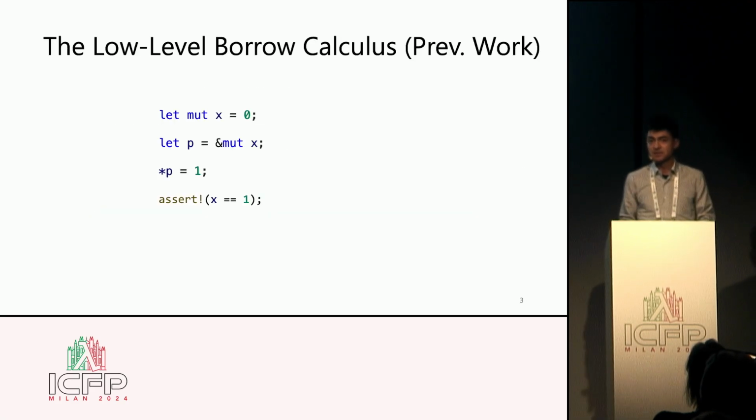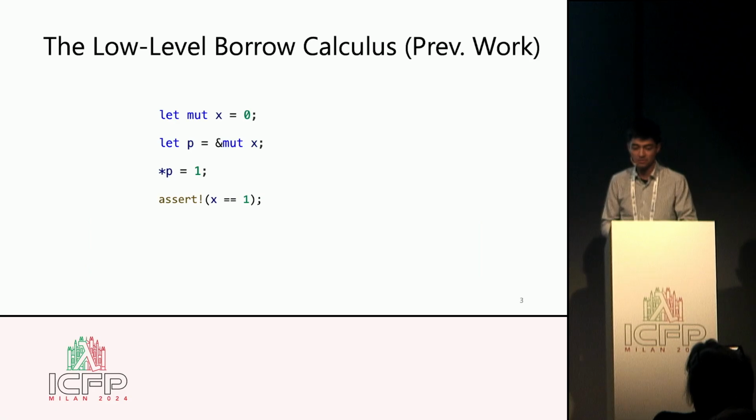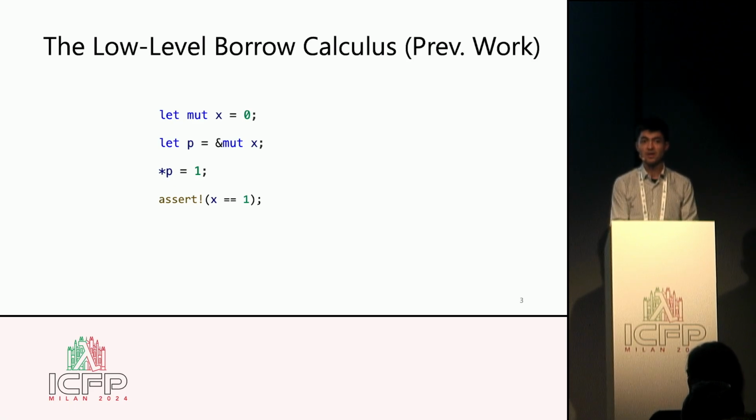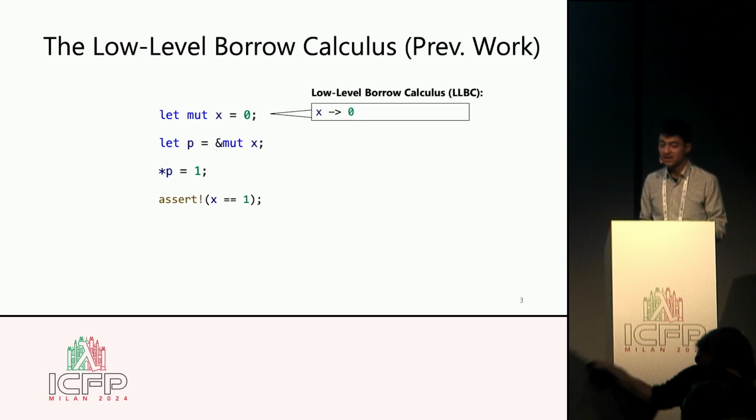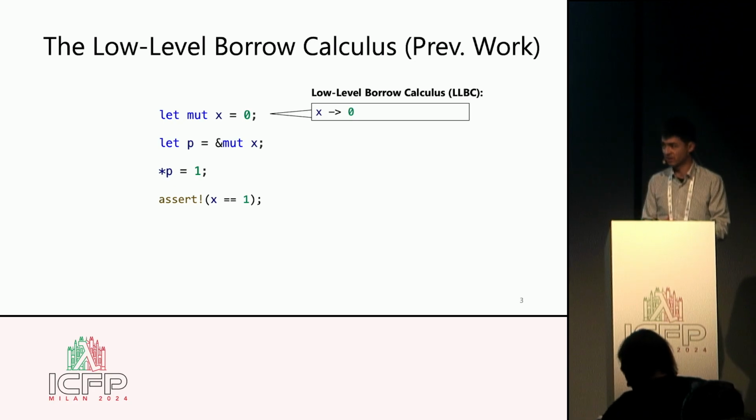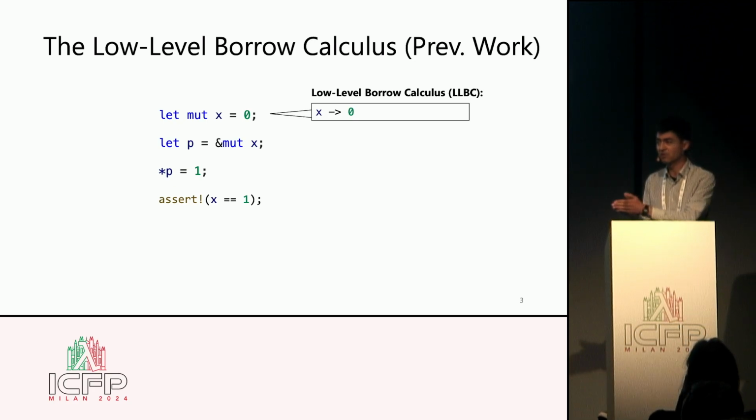So a key element from the work we presented 2 years ago is the low-level borrow calculus. That is this operational semantics for Rust. And it has the peculiarity of not explicitly modeling the memory. And in particular, it represents program states as environments, that is, as mappings from variables to values. So for example, if we execute this snippet of code by using LLBC, initially we just have an environment where we have a mapping from variable x to the value 0.